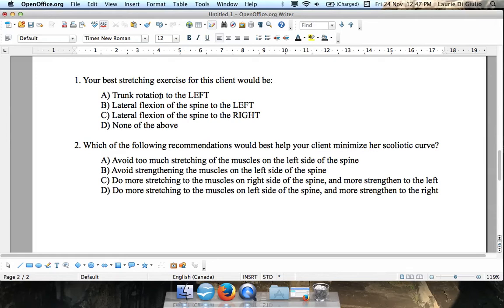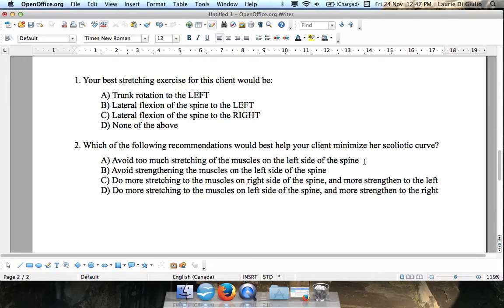So if you rotated your trunk to the left, what would that stretch? And list all the muscles that would stretch. If you laterally flexed the spine to the left, what would that stretch? List it all out. Do the same thing for number 2. Which of the following would best help your client minimize her scoliotic curve? So, avoiding too much stretching of the muscles on the left side of the spine.